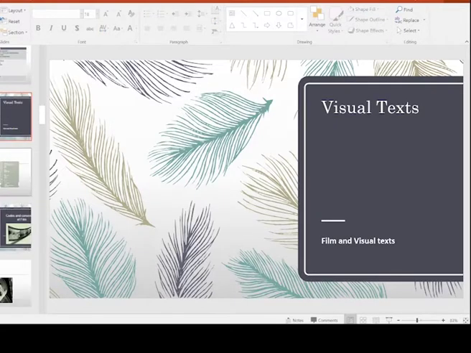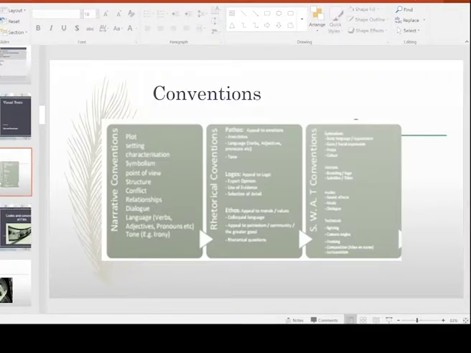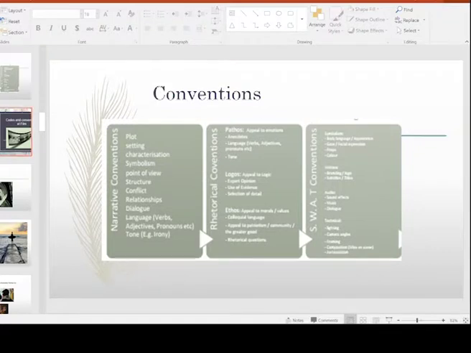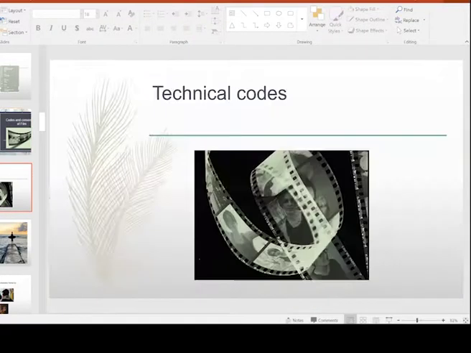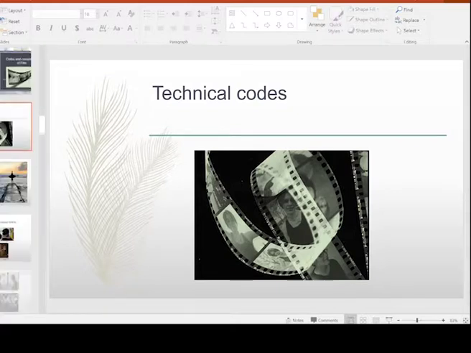All right. So with the visual text, know your conventions of the text types. Know the conventions of film. I'm going to go through those briefly now and then help you through a few activities. First of all, we talk about film codes, as in SWOT codes. SWOT stands for symbolic, written, audio, technical.